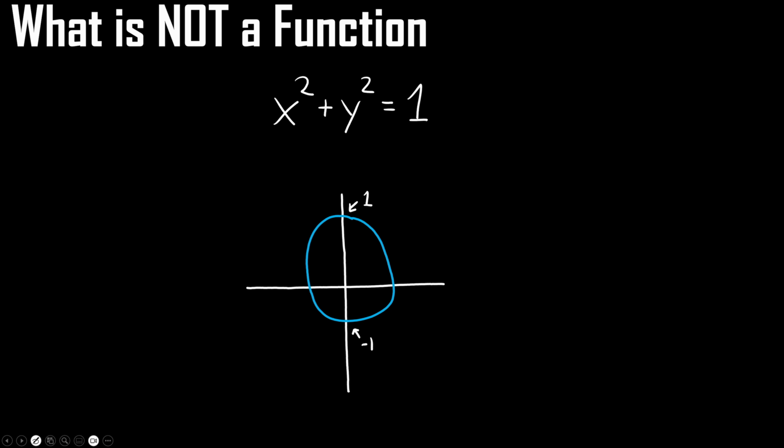We can test this using the vertical line test, where we draw a vertical line, and if a vertical line intersects the graph more than once, it is not a function. So in our case, we are intersecting right here and right here. So this is not a function by the vertical line test.